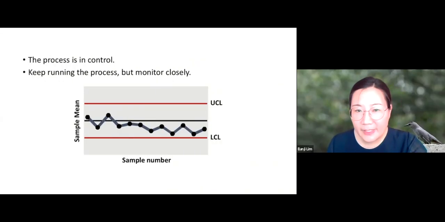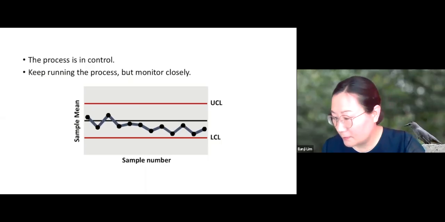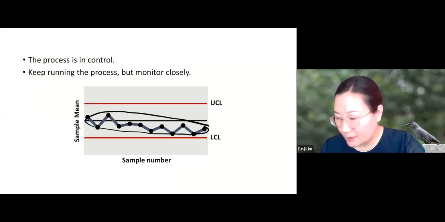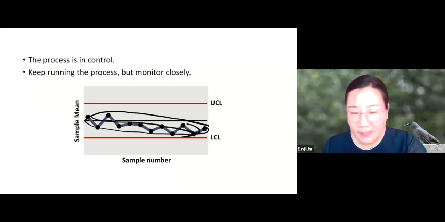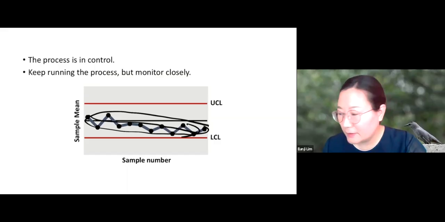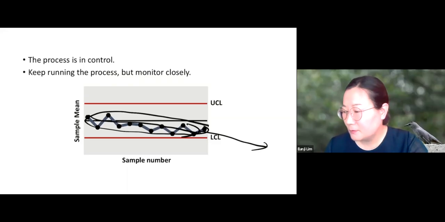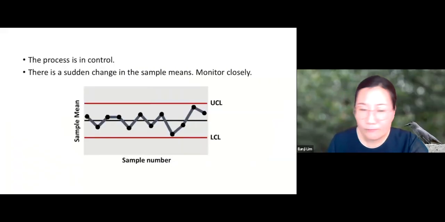We need to take action to fix the problem. Let's look at another pattern. All the sample means are within the limits. So we conclude the process is in control. But I'm a little concerned about the trend. It looks like the sample means are going down. Who knows what's going to happen in the next few hours? So what should you do? Watch it carefully. Monitor closely.